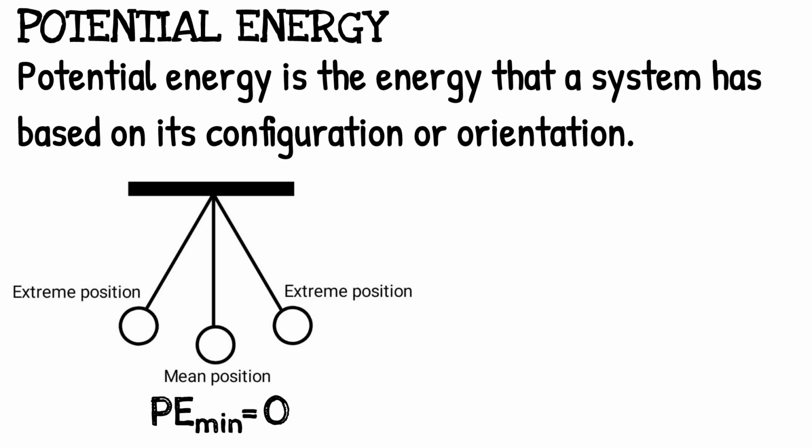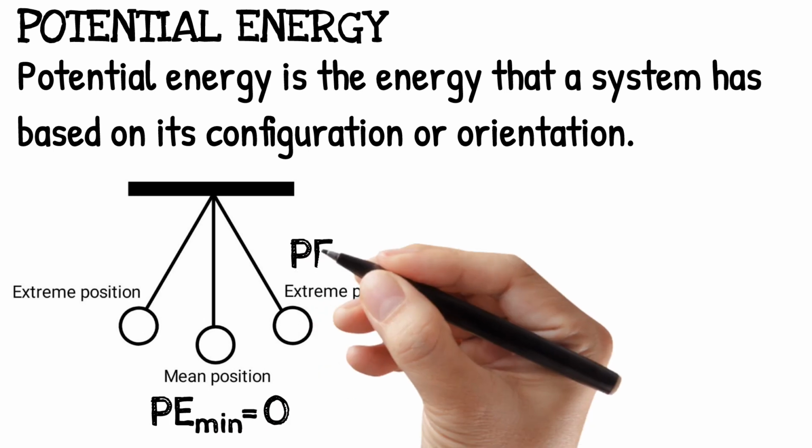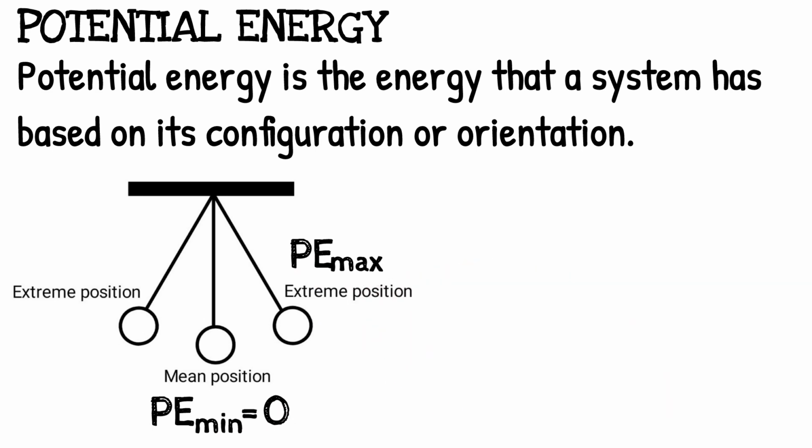Now, as you go further from the mean position, the potential energy increases until you reach your maximum displacement, which we also call the amplitude. So the potential energy continues to increase until you reach the maximum displacement. At that maximum displacement, that's where you have your maximum potential energy. So PE is maximum at your extreme positions.